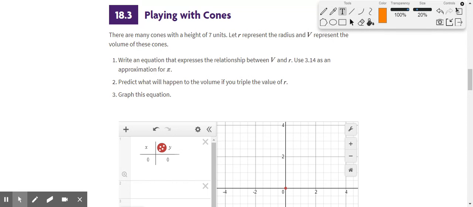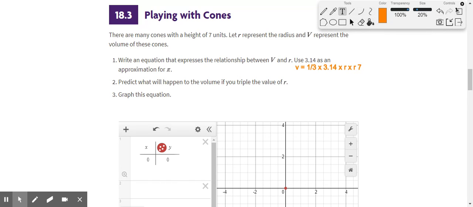So the first part of this problem asks us to write an equation that expresses the relationship between volume and radius. And we'll use 3.14 as an approximation for pi. So that equation is going to be volume equals, remember with a cone we have to do 1/3 times the volume of the cylinder. So to find the volume of the cylinder, I need 3.14. Go ahead and put multiplication in there. 3.14 times the radius times the radius times the height, which in this case is 7.